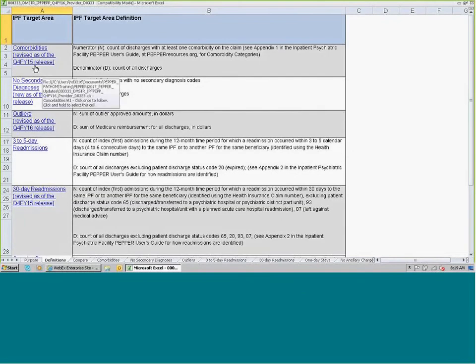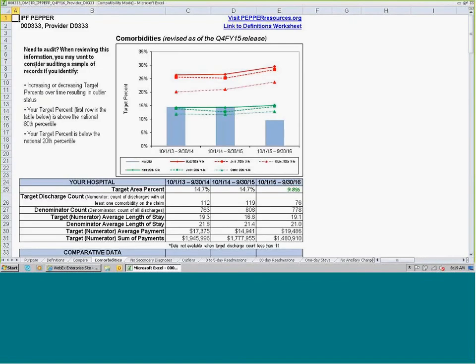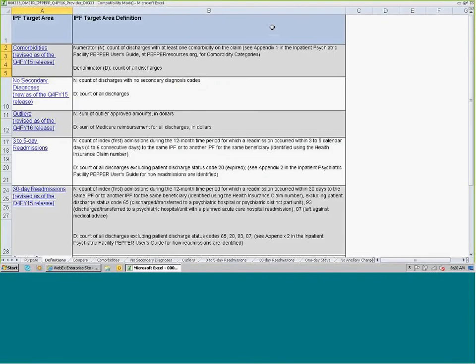In addition, you'll notice that these target area names here are hyperlinked. So if you click on the name of the target area, it will take you to the target area report for that individual target area. You can go back to the definitions worksheet by clicking on the tab here, or on the link there, rather.